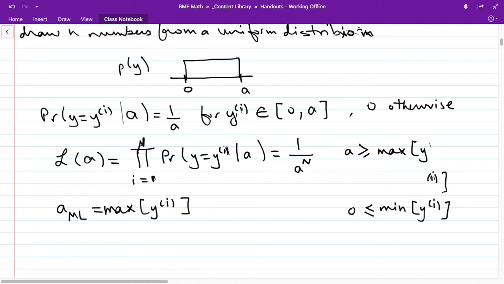I find the likelihood of a, which is just a multiplication of each probability. It's 1 over a to the power n, where n is number of data points. So what is the maximum likelihood parameter for a? It's the maximum value of a.